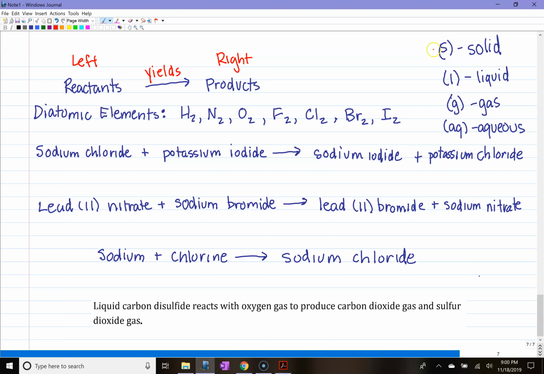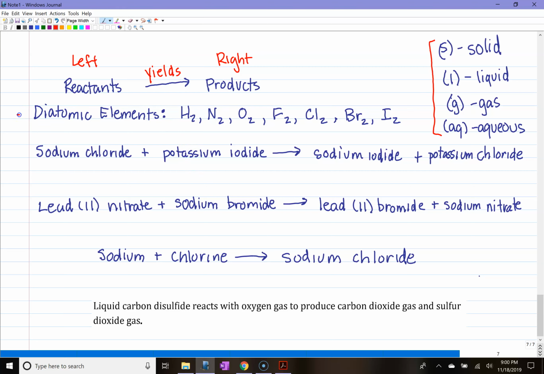Now, the symbols that I put in the last section tell you S for solid, L is a liquid. A liquid would either be water, mercury, or bromine. Those are the only 3 true liquids that we would encounter in this course. G is for gas, and aqueous simply means that the substance is mixed with water.